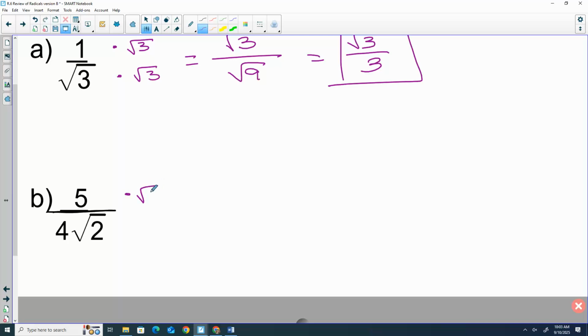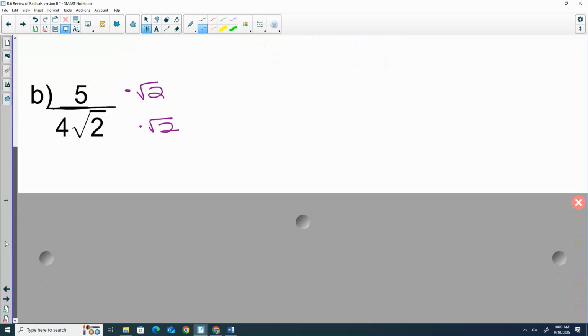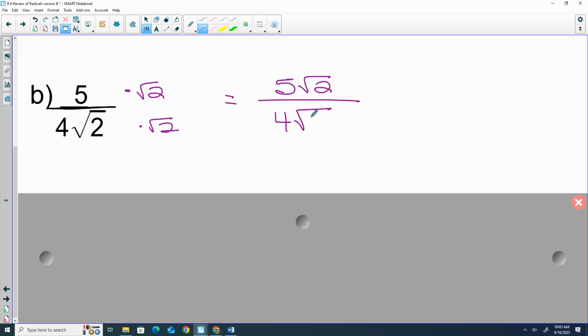So I'm still just going to multiply the square root of 2 on top and bottom. Now, if you did multiply 4 radical 2, that just means your answer will reduce at the end. So you're not going to get the wrong answer, it just adds a step. So 5 times the square root of 2 is just 5 radical 2. On the bottom, you multiply the things under the radicals together, so you get 4 square root of 4. What is the square root of 4? 2, so that means 4 times 2, which is 8.